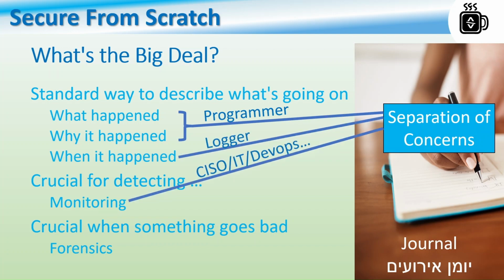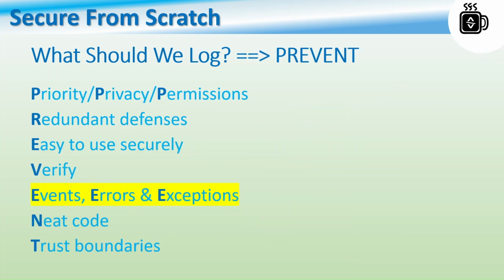Loggers provide separation of concerns. What does that mean? As coders, we only need to write what happened and why. The logger adds the when, and monitoring can be handled by another non-programmer team member. If a breach occurs, a specialist incident response team can analyze the log.